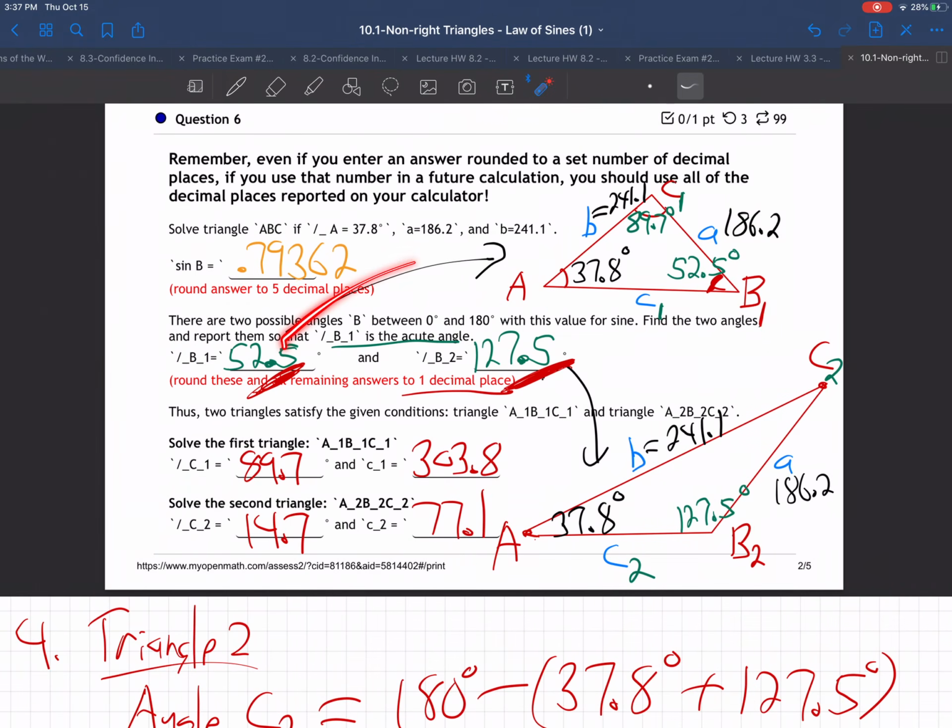B1 led to this triangle, B2 led to that triangle, and then we used law of sines to solve for the remaining parts of the two triangles. So the moral of the story is there are two possible triangles that fit these initial conditions. There are two possible triangles that have capital A, little a, and little b that they specified, and we found them both.